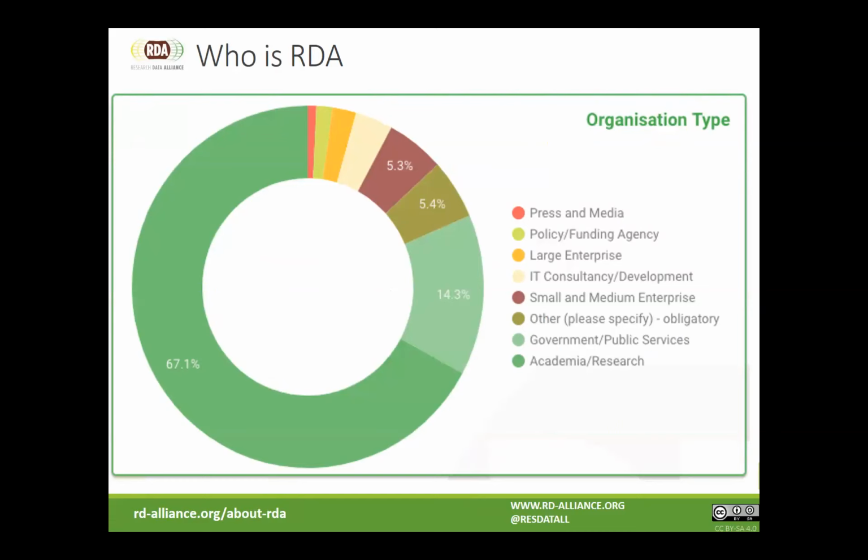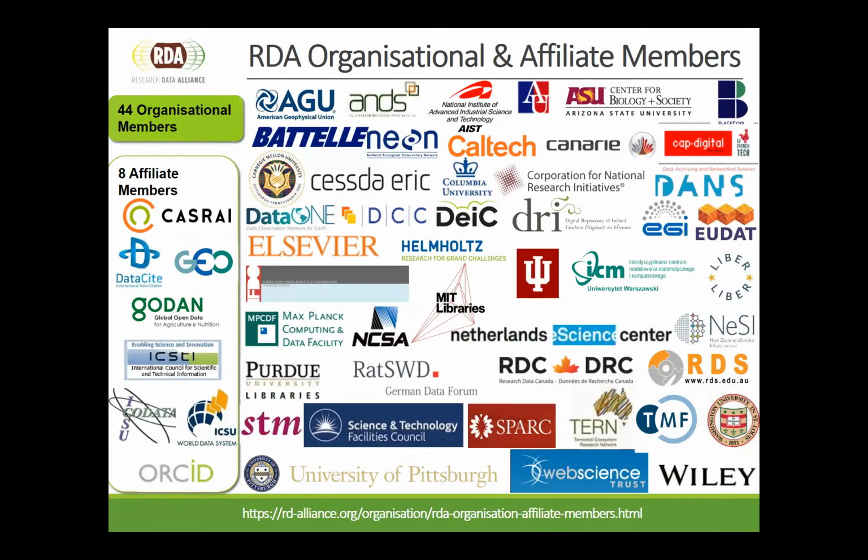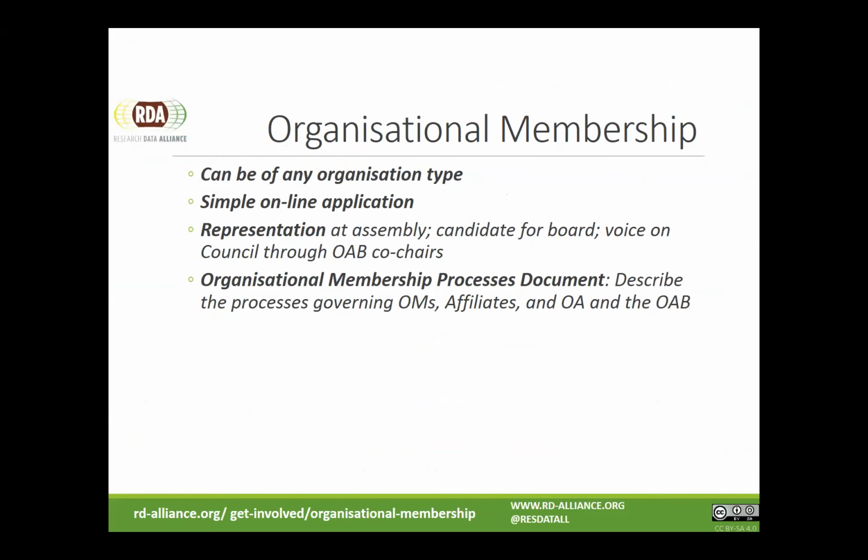And you can see there's a big bias there, certainly a large number from academia or research, whereas the organisational members, represented here by their logos, still have a significant representation of academia or research, but I'd say there's a more diverse group there, which means that RDA, through the organisational membership, is learning about the challenges and benefits of sharing research data from a wider range of organisations. And that's really important, that we don't just focus on the academic use case if we really want to get maximum take up.